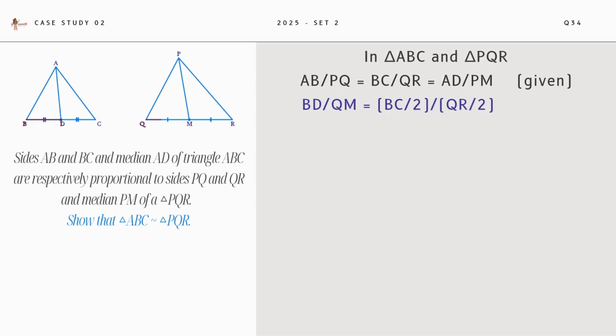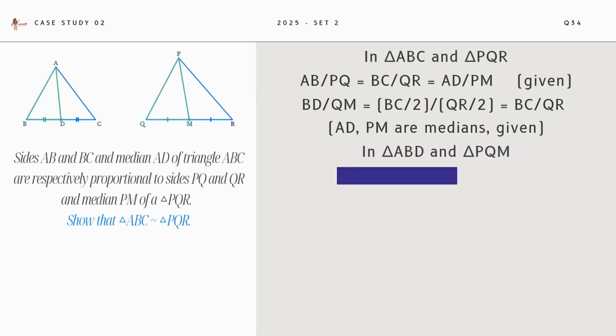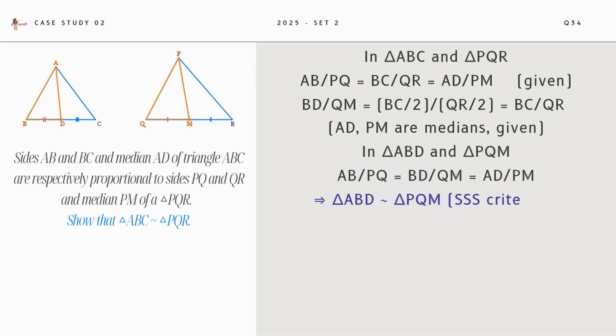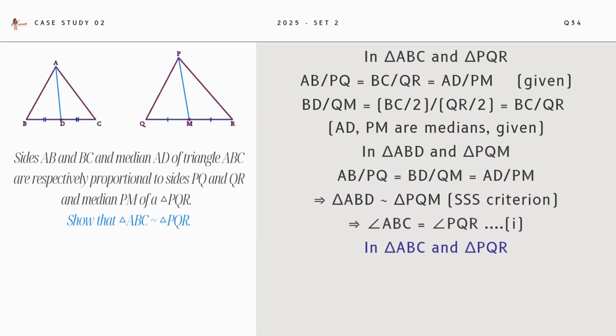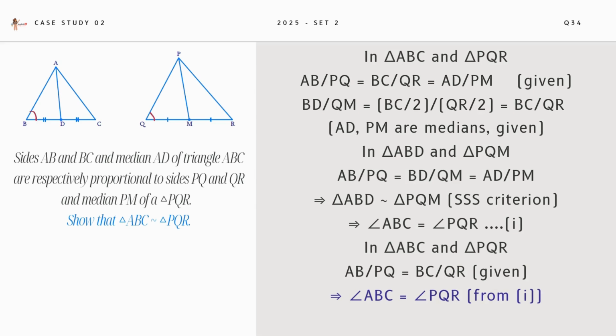BD upon QM is BC upon 2 upon QR upon 2, that is equal to BC upon QR, because AD and PM are medians. Now in triangle ABD and triangle PQM, AB upon PQ is equal to BD upon QM is also equal to AD upon PM. That means triangle ABD is similar to triangle PQM. That means angle ABC is equal to angle PQR. Now, in triangle ABC and triangle PQR, AB upon PQ is equal to BC upon QR. We are given that, and we just proved that angle ABC is equal to angle PQR. Thus, triangle ABC is similar to triangle PQR.